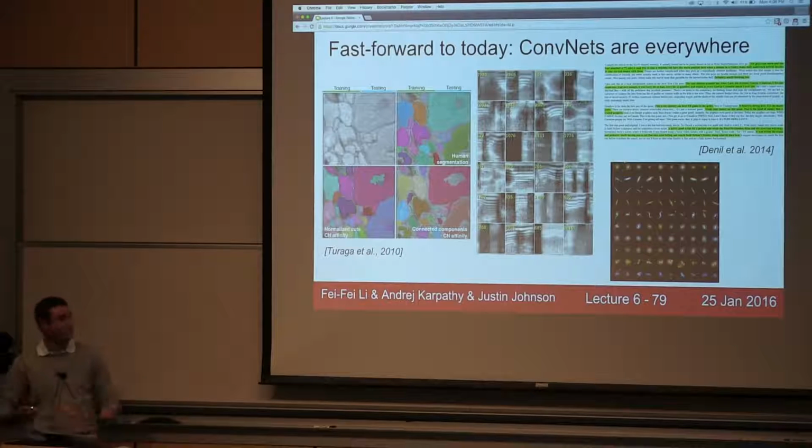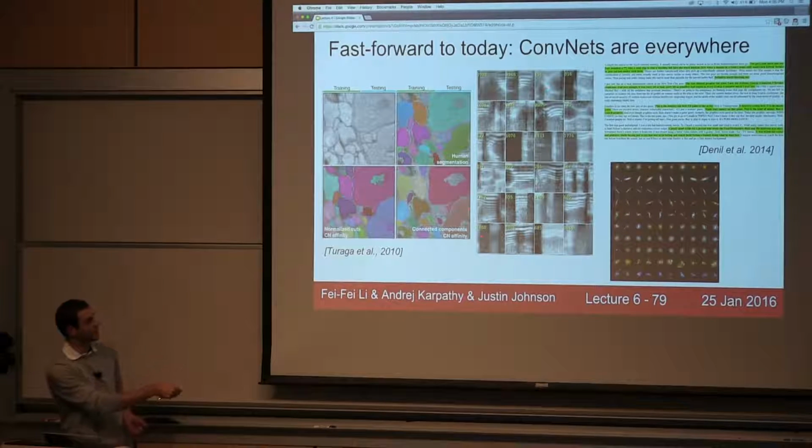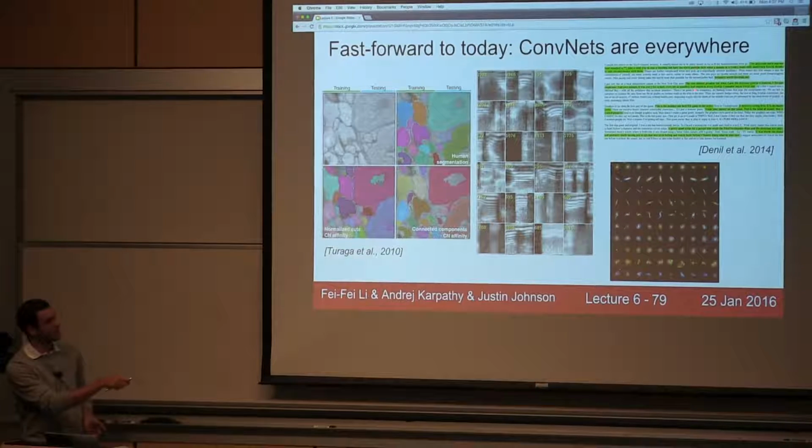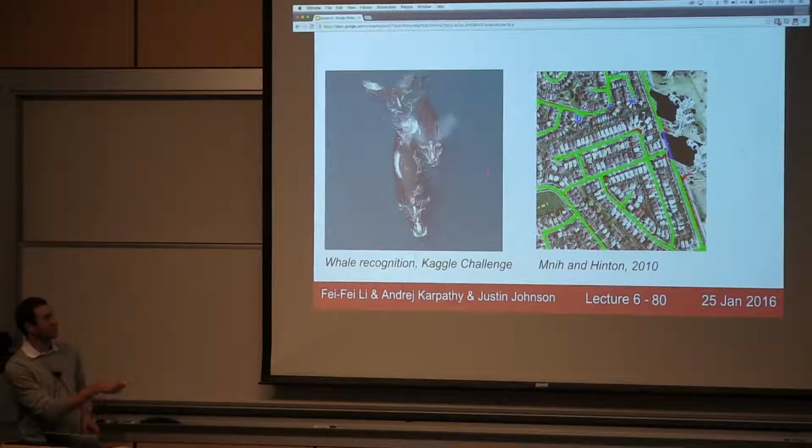They can also do things that are not visual. For example, they can recognize speech. So ConvNets have been used for speech processing. They've been used also for text documents, so you can feed text into ConvNets as well. They've been used to recognize different types of galaxies. They've been used in a recent Kaggle competition to recognize different whales.